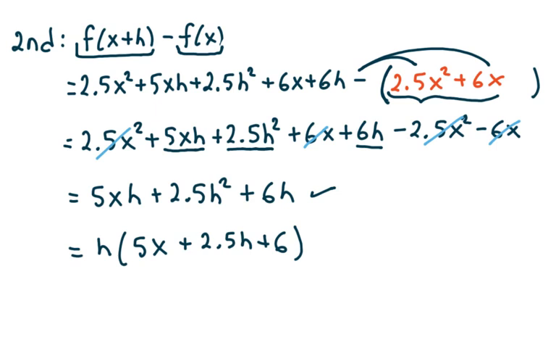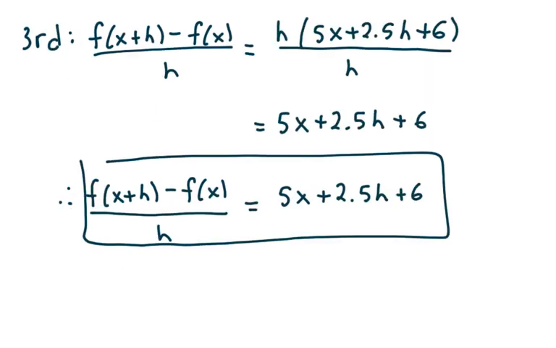Now I've set myself perfectly up for the third step. Now, f of x plus h minus f of x over h is equal to h times the quantity 5x plus 2.5h plus 6, divided by h. And remember, h doesn't equal 0, so h over h is equal to 1, and that's going to allow me to cross out these h's.